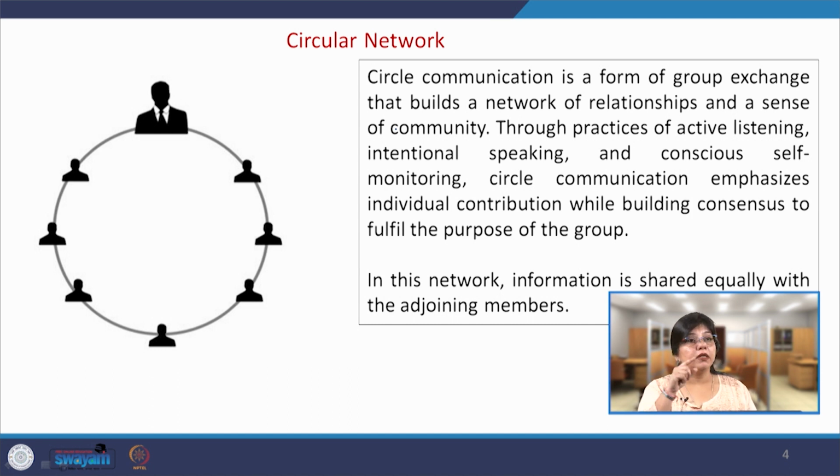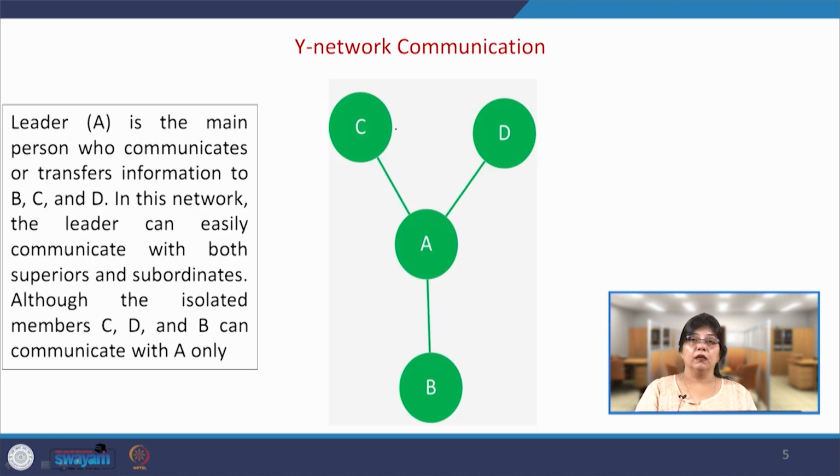Here in the circular network, the information flows among all the members from left to right, right to left, or even diagonally, or direct information sharing is there, and people develop a sense of community because people have freedom to listen or speak actively towards each other member. So, in this kind of network, that is the circular network, information is shared equally with the adjoining members. One member can share information with another member sitting next to his left or next to his right. So, this is the circular network, and the other is the Y network communication.